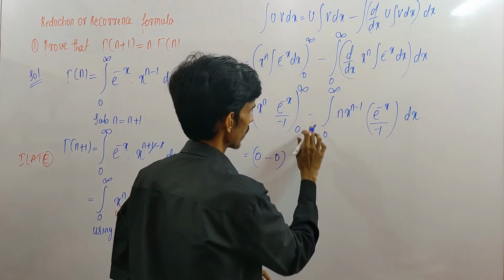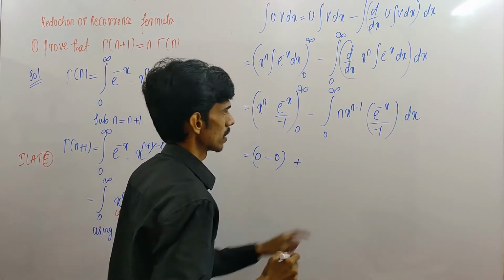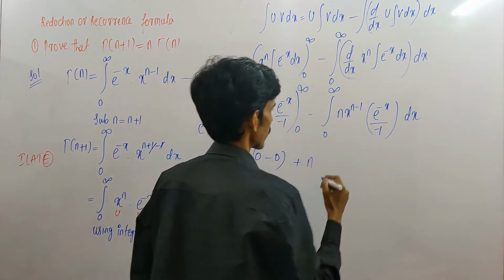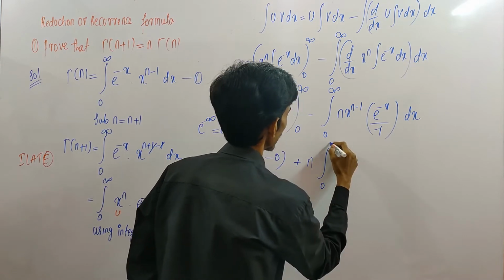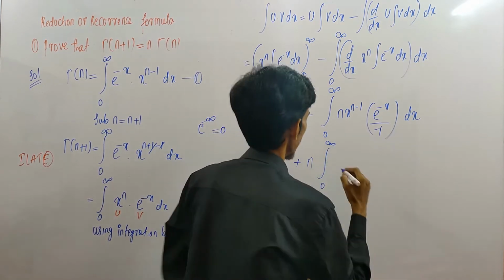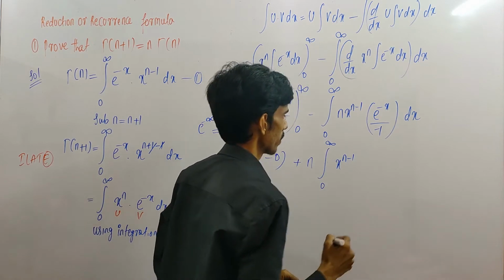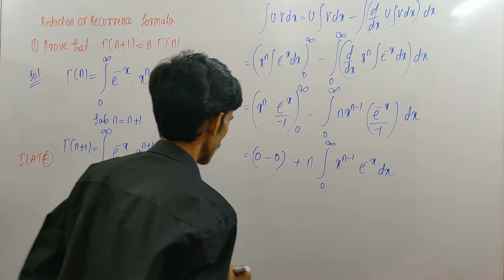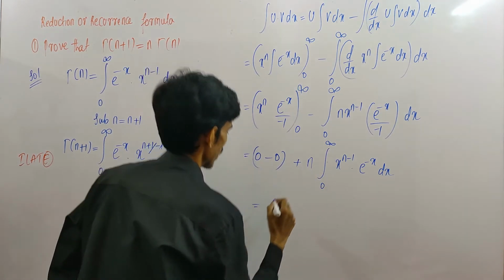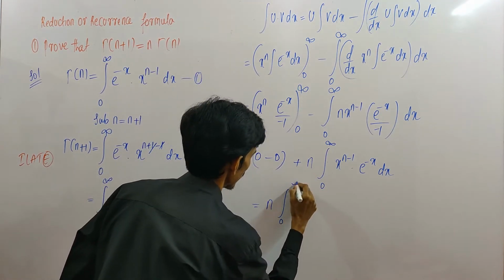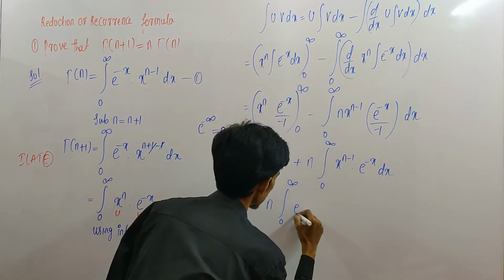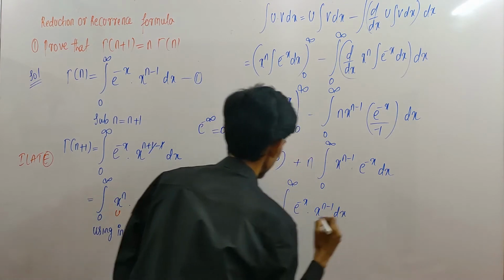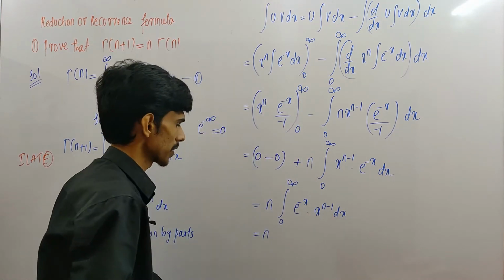Now for this term we have minus into minus, we have plus. n is taken outside the limit because it is independent of the integral. Next we have integral 0 to infinite x power of n minus 1 into e power of minus x dx. Now this will become n integral 0 to infinite e power of minus x into x power of n minus 1 dx. So we have n into this complete term.